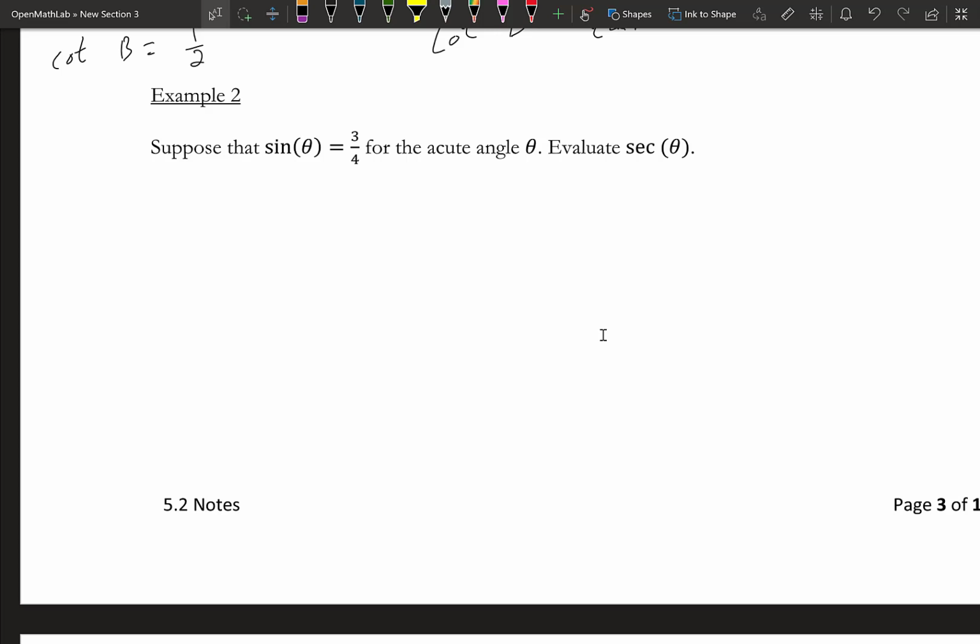So example 2 says, suppose that sine of theta equals 3/4 for the acute angle theta. Evaluate secant of theta. If we know that sine of theta equals 3/4, what we're trying to find is secant of theta. So we need to figure out how to do that. Where to start is thinking about sine of theta being equal to the opposite over the hypotenuse. Remember our good old SOHCAHTOA.